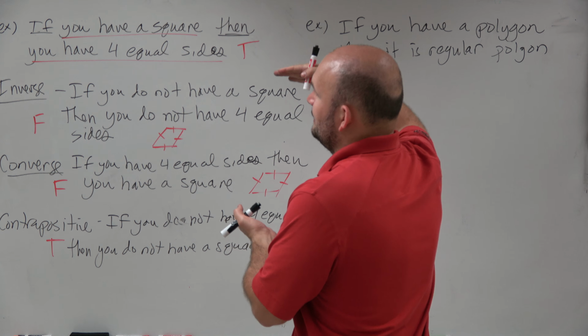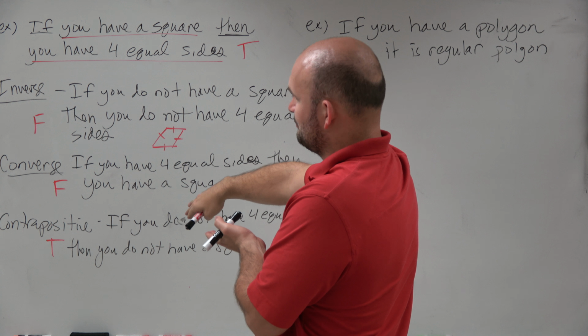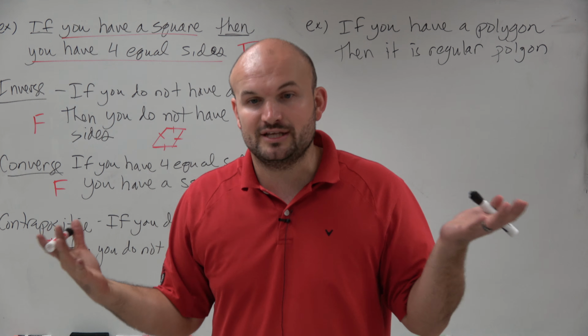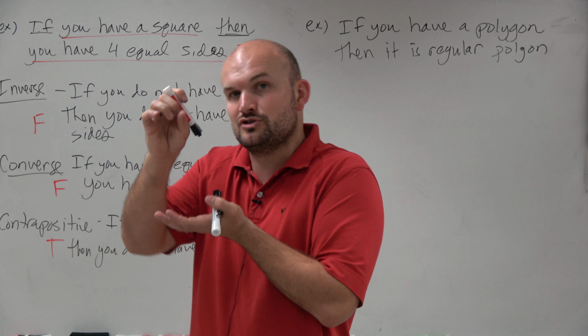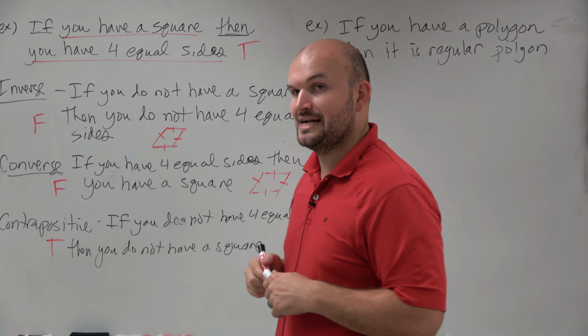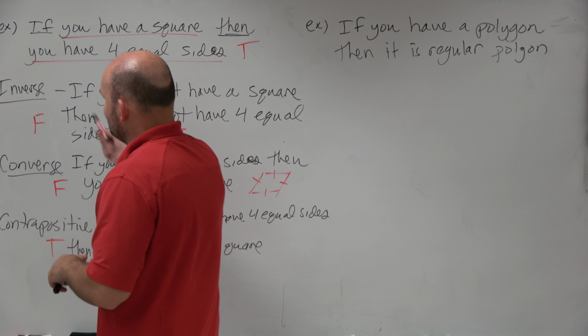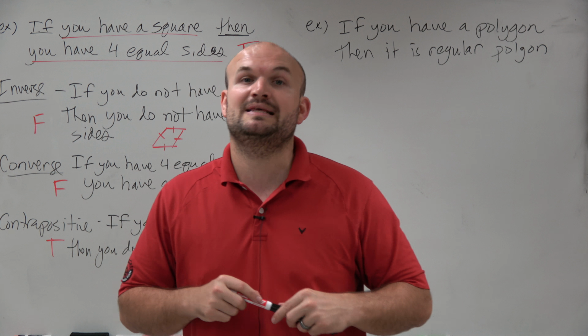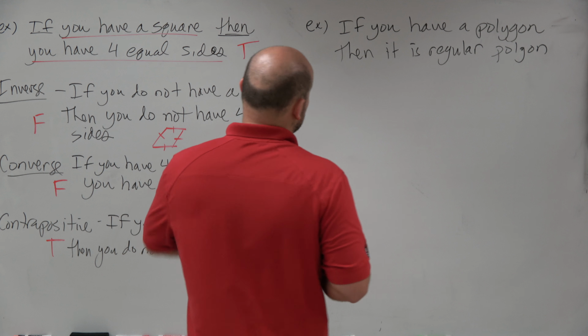You can see that the conditional statement and the contrapositive are true. Those are what we call logically equivalent. So when two statements have the same truth validity, you can say they're logically equivalent. Whereas the inverse and the converse are both false, so therefore those are going to be logically equivalent. So let's go and take a look at the next one.